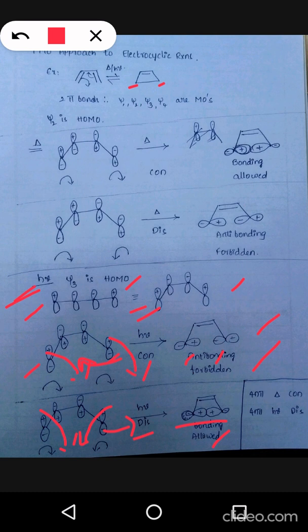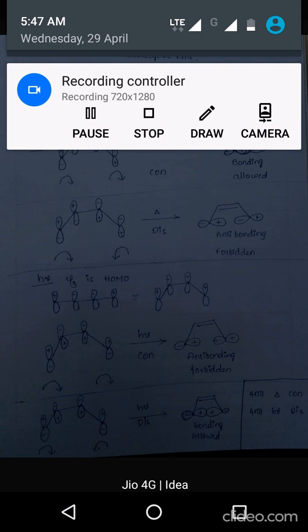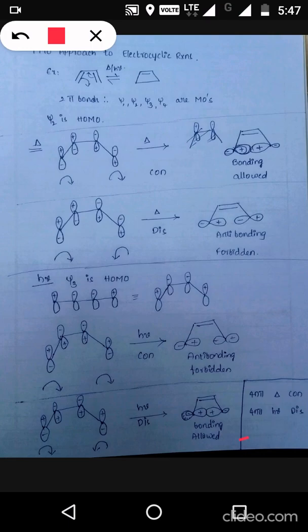So we can say that under thermal conditions only conrotation is allowed, under photochemical condition only disrotation is allowed. Here we are observing that under thermal conditions and photochemical conditions, rotational modes are different. Under thermal conditions, the conrotatory mode will give rise to bonding, and under photochemical conditions, disrotation is only allowed. So, under thermal and photochemical conditions, rotational modes are different.